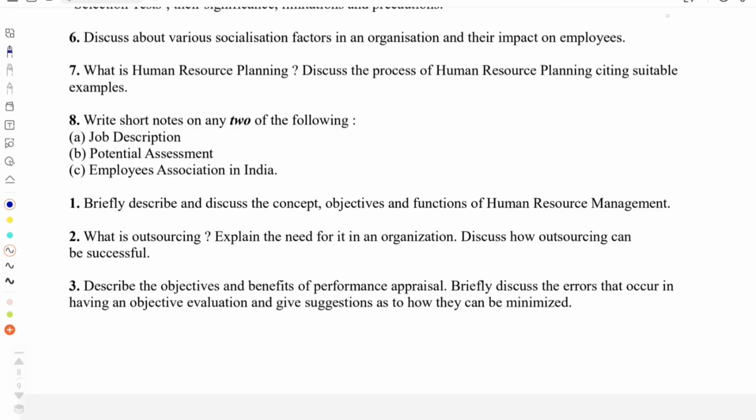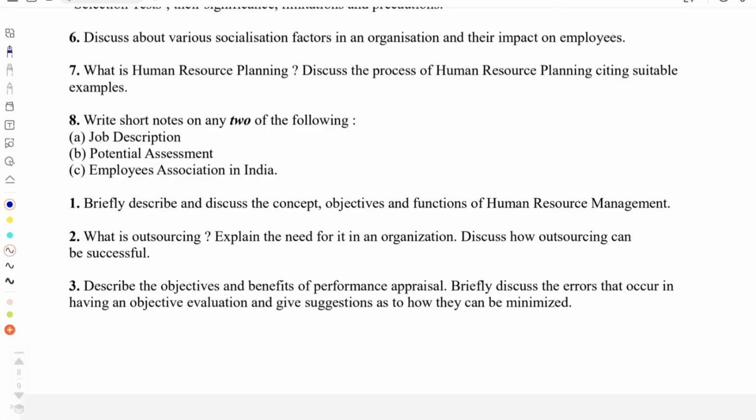Now discuss the errors that occur in having an objective evaluation. They are asking for whatever errors could occur when we are trying to do an objective evaluation of the performance of the employee, and to give suggestions on how we can minimize those errors. Some of the errors that come up in performance appraisal include central tendency error, strictness or leniency error, the halo effect, the recency error, and personal biases.